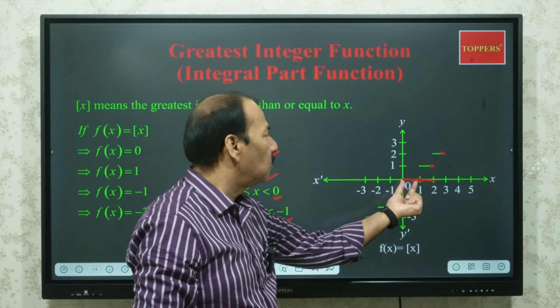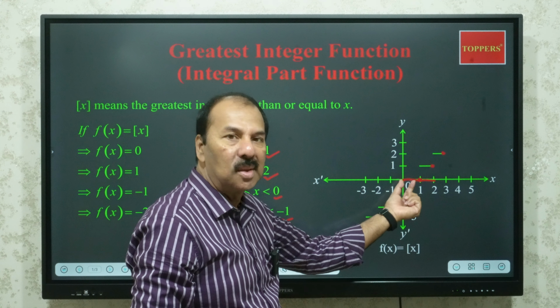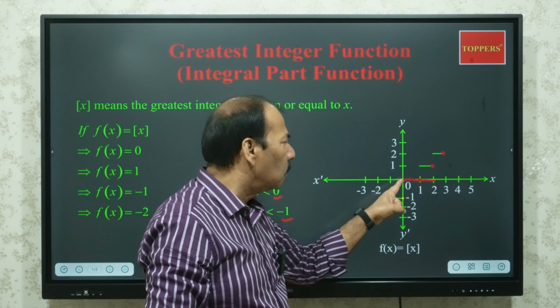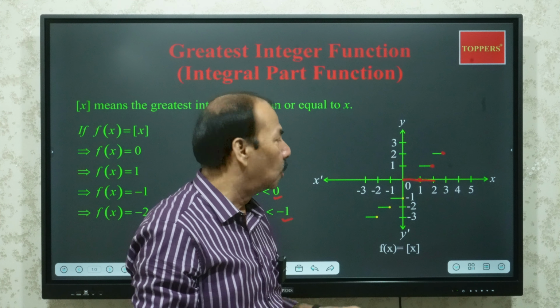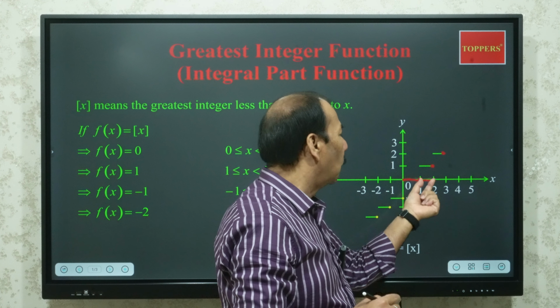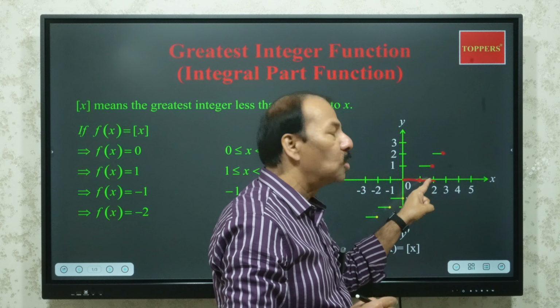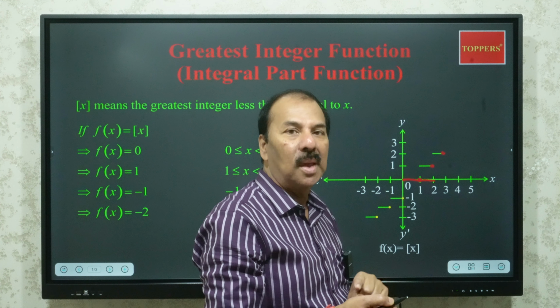If we consider this interval, 0 is included in this interval. All other values from 0 to 1 are also included, but 1 is excluded. Similarly in this interval 1 to 2, all values from 1 to 2 are included, but 2 is excluded.